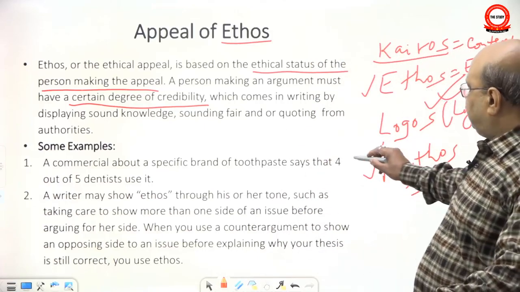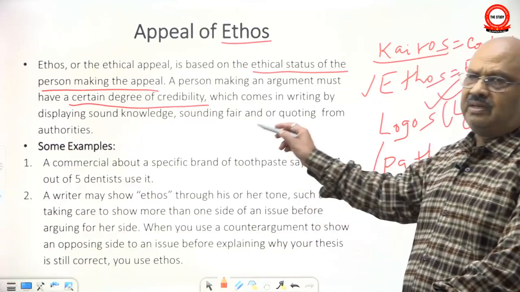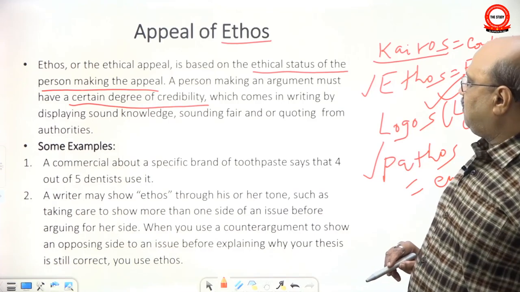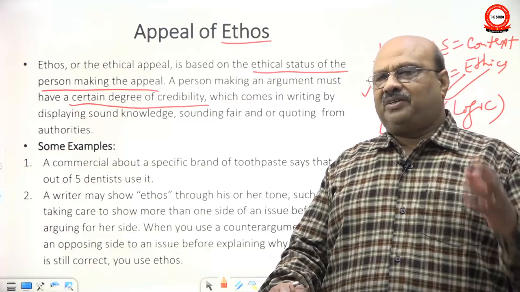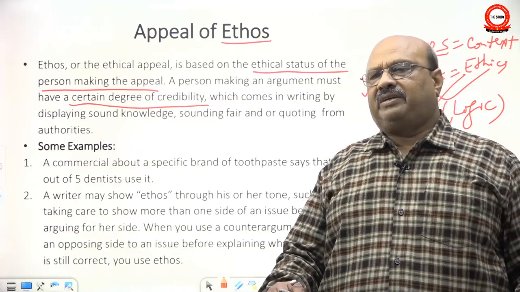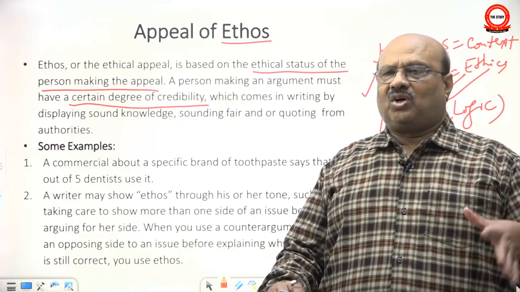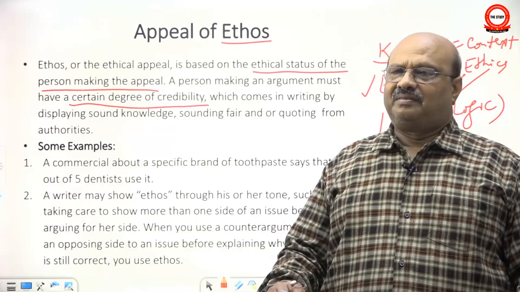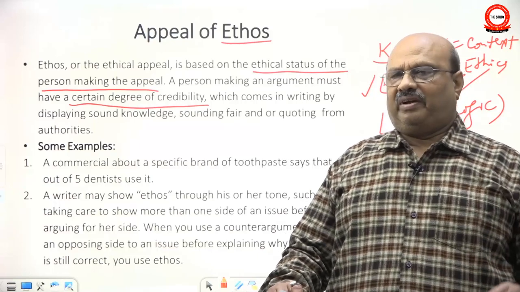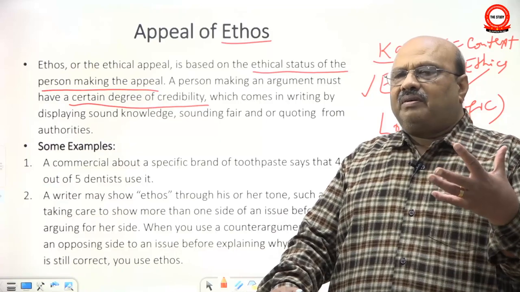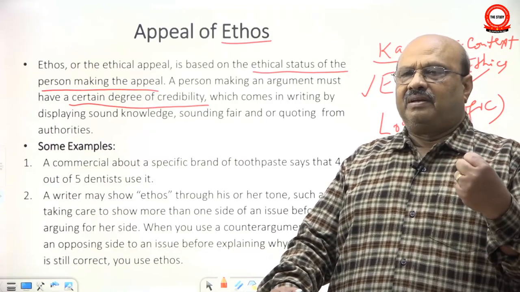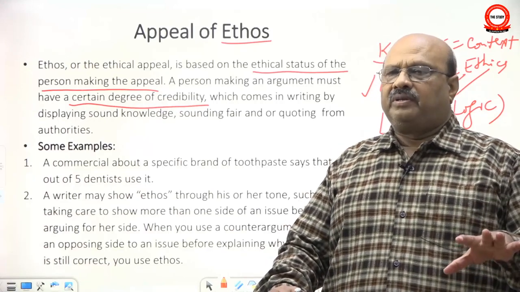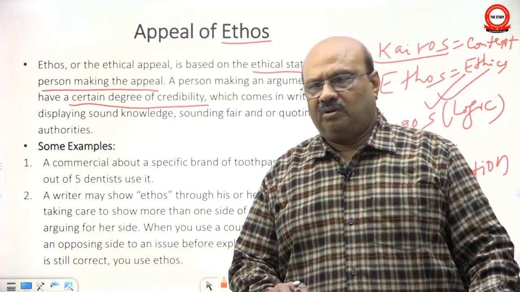Two examples I have given. This first example you may be very familiar with, because this statement comes from an advertisement. A commercial about a specific brand of toothpaste says that 4 out of 5 dentists use it. You might have seen this Colgate toothpaste advertisement so many times, when a doctor says that 4 out of 5 doctors in India recommend the use of Colgate, right? So this advertisement, by mobilizing the ethical appeal, becomes or sounds very credible to the consumer or to the audience.